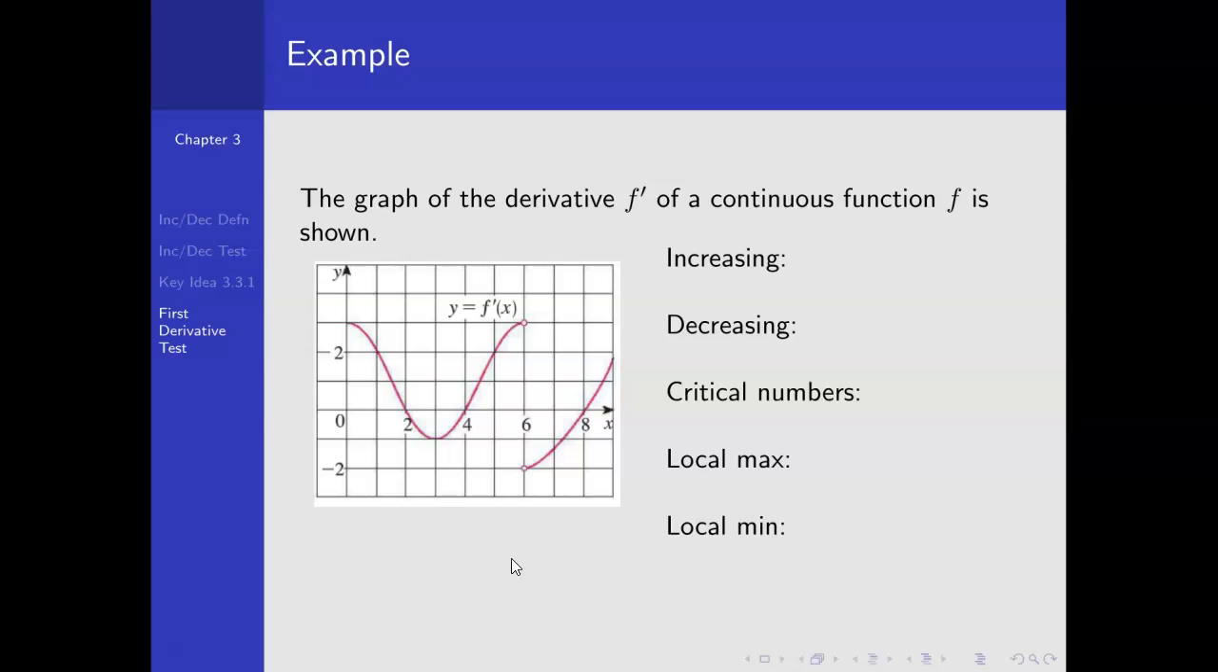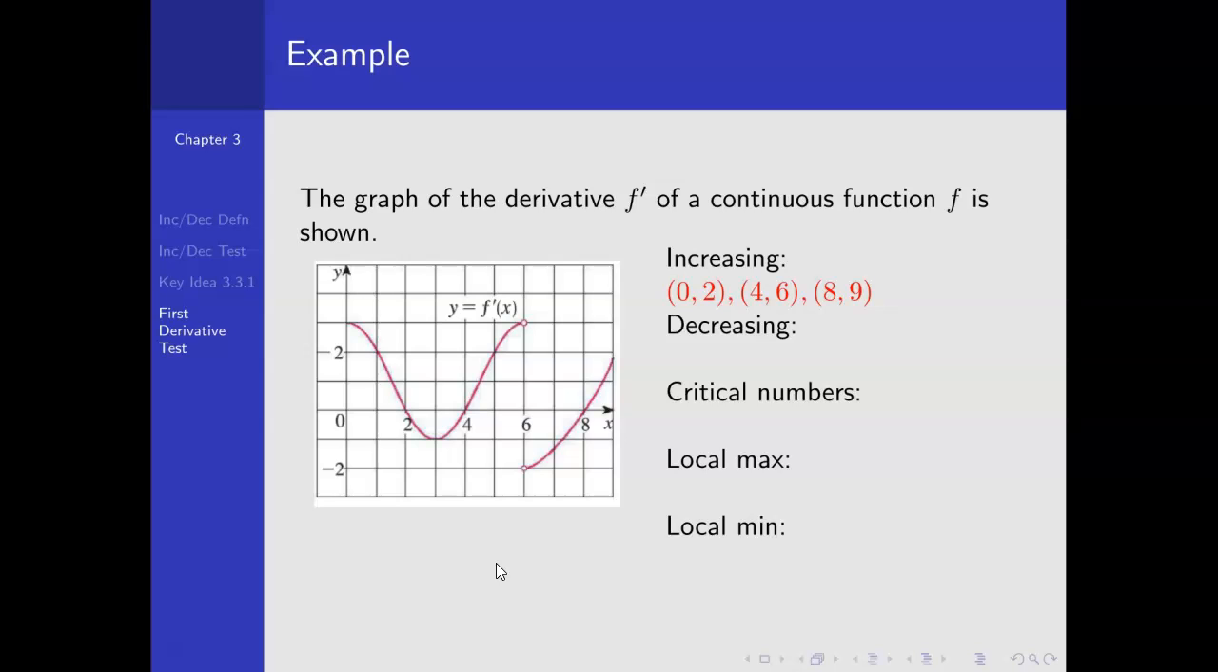Now, for increasing, the function f is increasing if the graph of the derivative is positive, is above the x-axis. So we're looking for intervals of increasing. That's going to be where f prime is above the x-axis, and that's in 3 places there: from 0 to 2, from 4 to 6, and then 8 to 9, and we're just going to cut this one off at 9.